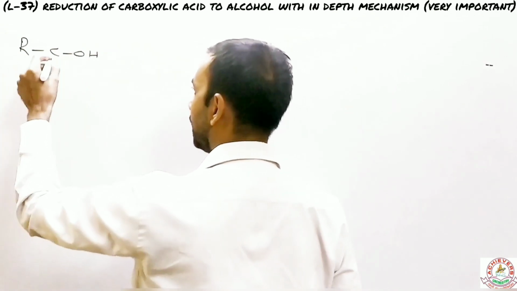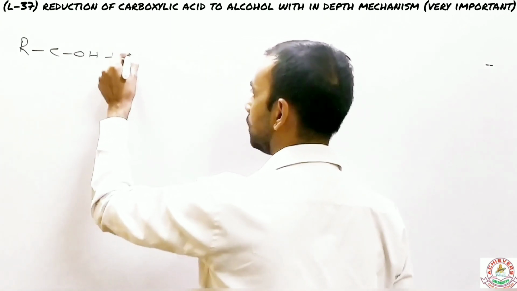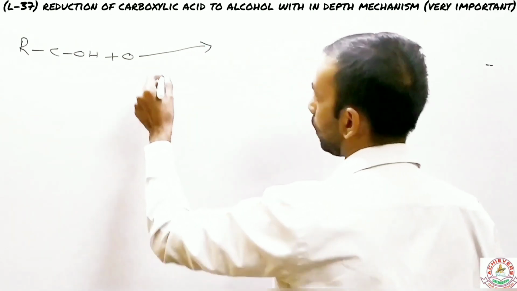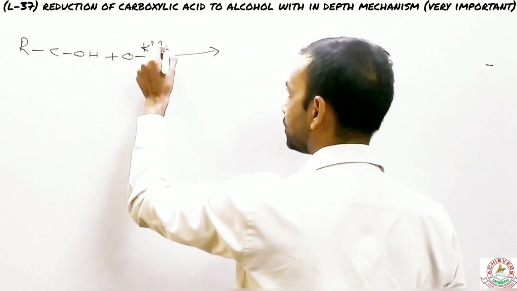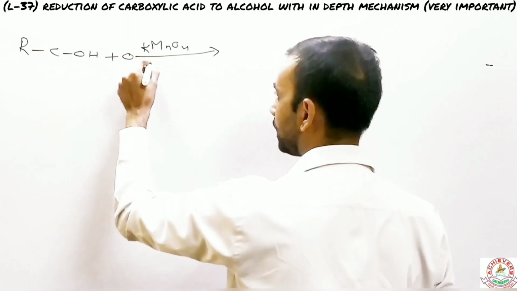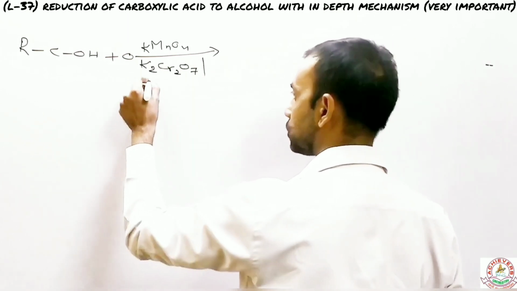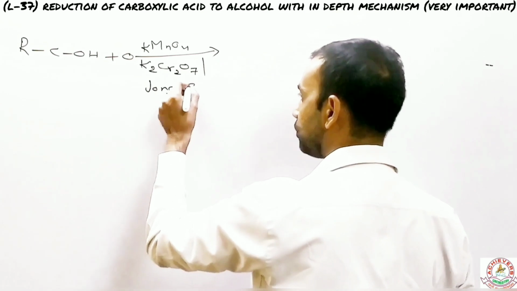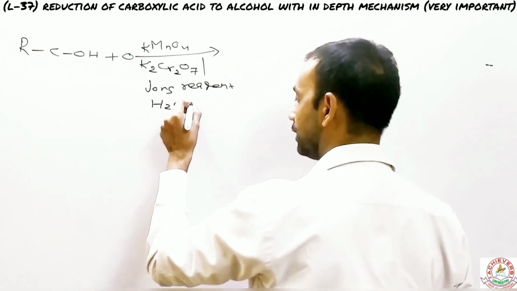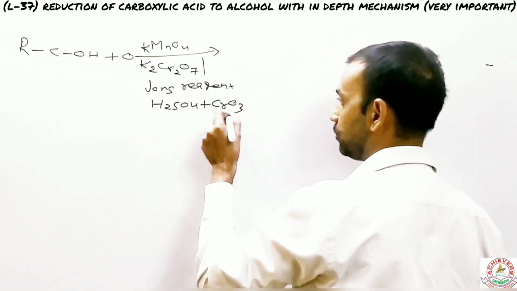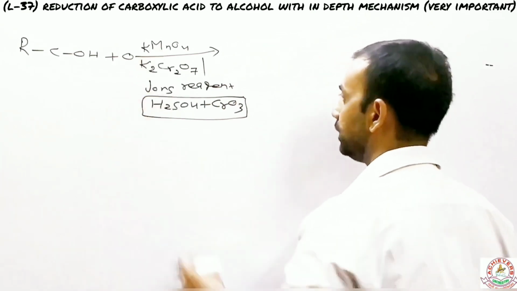So I'm talking about alcohol. When an alcohol is oxidized in presence of a strong oxidizing agent, what is a strong oxidizing agent? This must be like KMnO4, K2Cr2O7, or, if you remember, this may also be Jones reagent. Let me write what Jones reagent was. Jones reagent was H2SO4 plus chromic oxide. This is a strong oxidizing agent, just like the KMnO4 and K2Cr2O7.